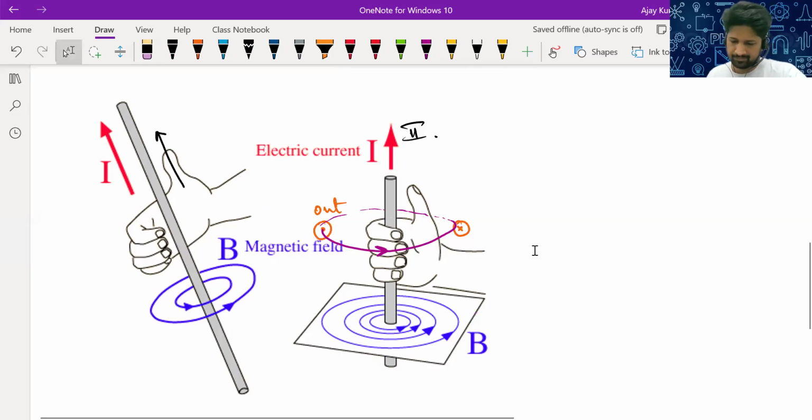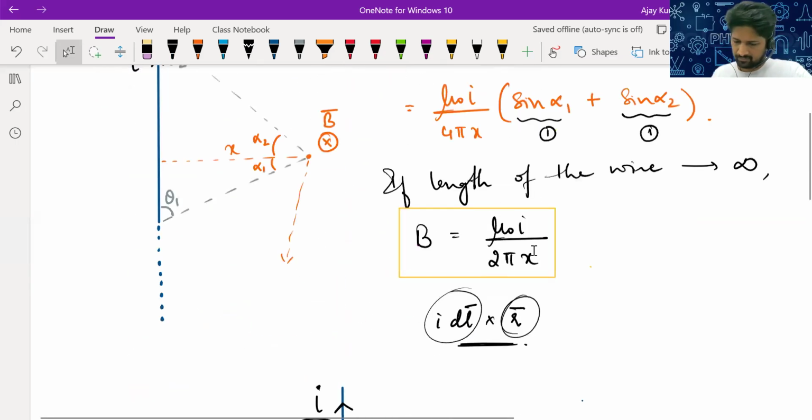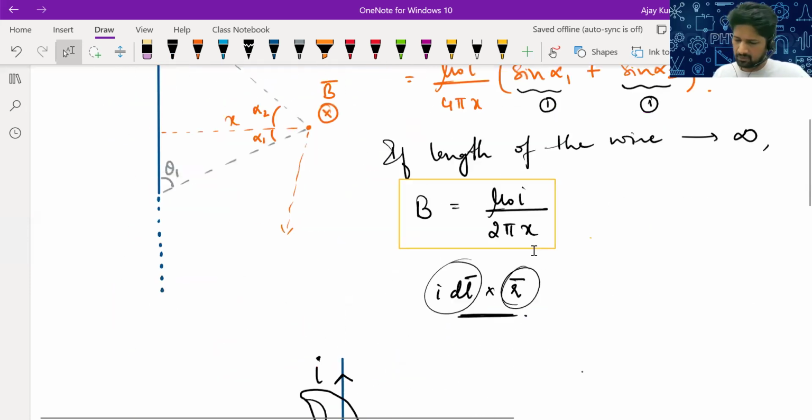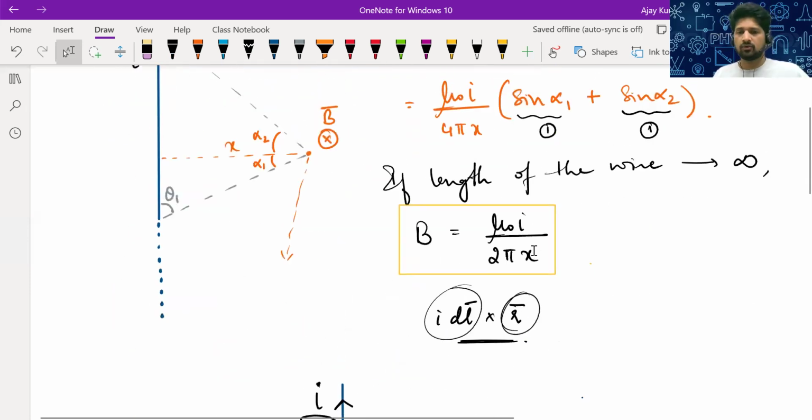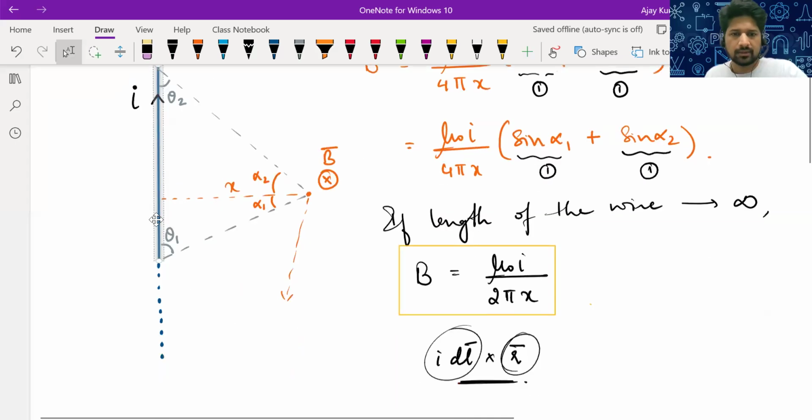Right. It's very important to understand how to get the direction of magnetic field because many times you'll be given multiple wires and you'll be asked what is the net field and all. Okay. Fine. So magnetic field produced by a straight infinite wire will be mu naught I by 2 pi x. Finite wire, it will be mu naught I by 4 pi x, cos theta 1 plus cos theta 2. Okay.